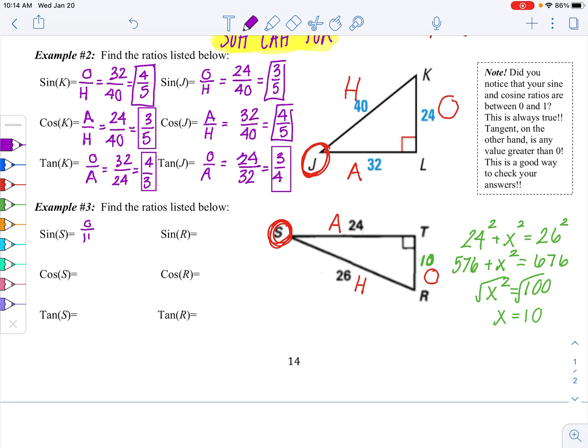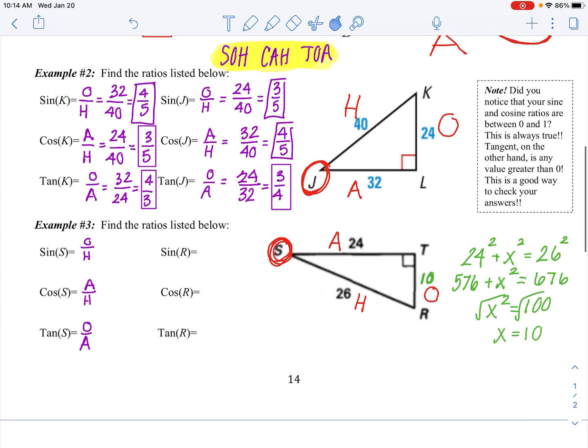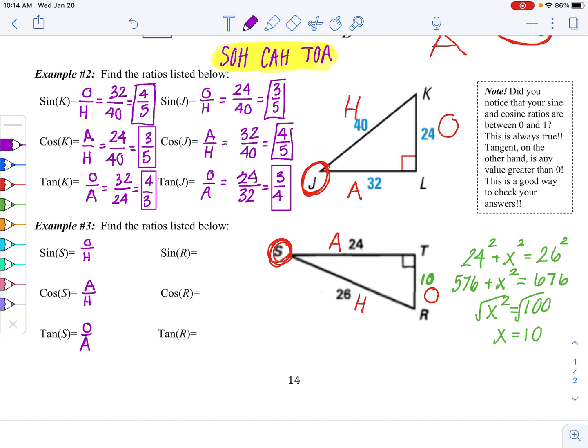Sine is O over H. Cosine is A over H. Tangent is O over A. That comes straight from the SOHCAHTOA right here. Okay, it's highlighted for a reason. You always want to use it. Now, because we have the OAH labeled, let's fill it out.